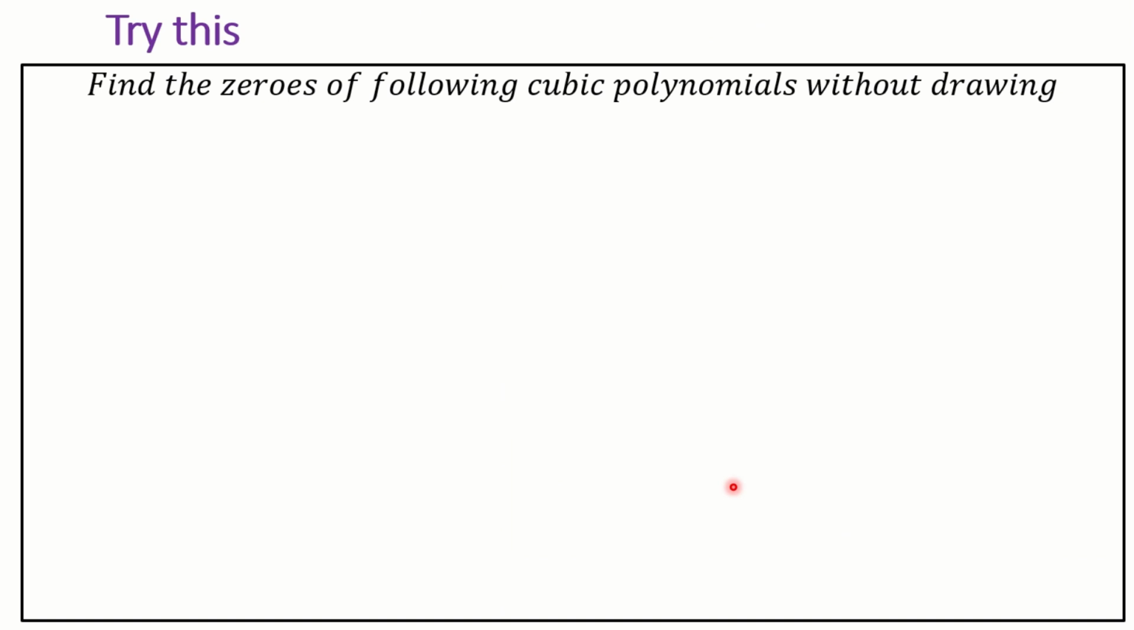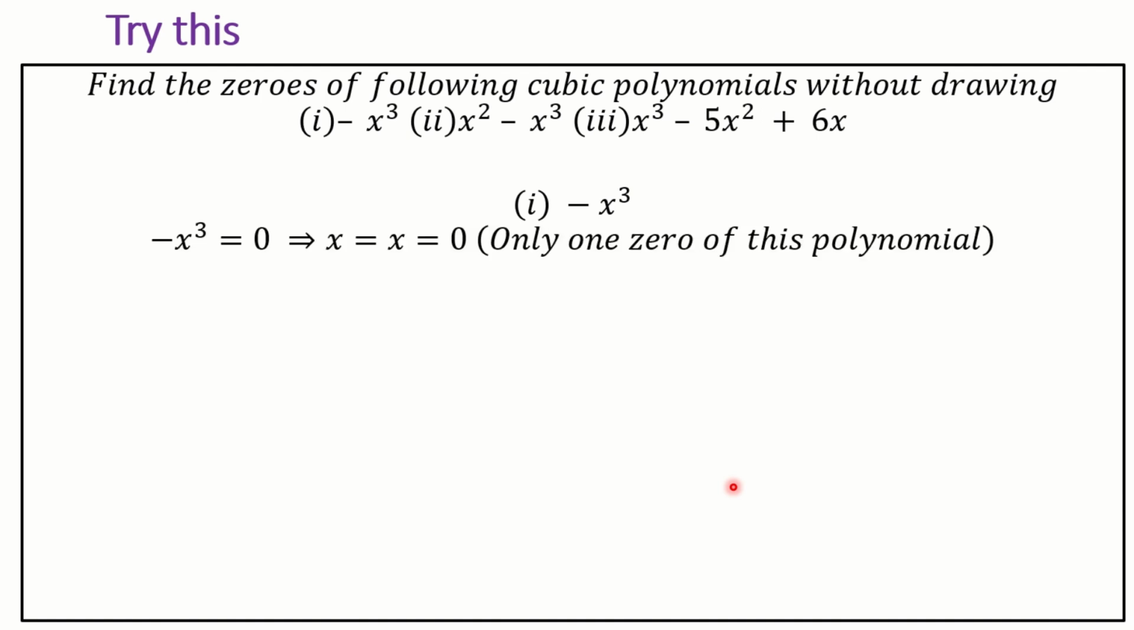Find the zeros of the following cubic polynomials without drawing. First one, minus x cube. How do you do it? You just have to equate it to 0, right? This is y equal to minus x cube. You have to make y equal to 0. So minus x cube equal to 0, so x equal to 0. That's the only zero of the polynomial, x equal to 0.